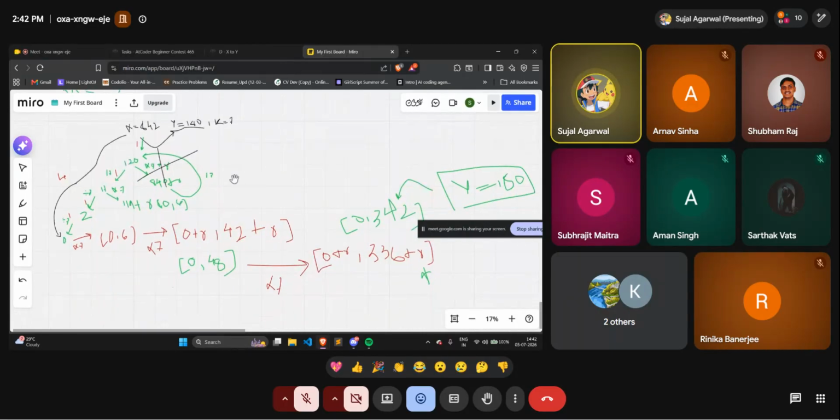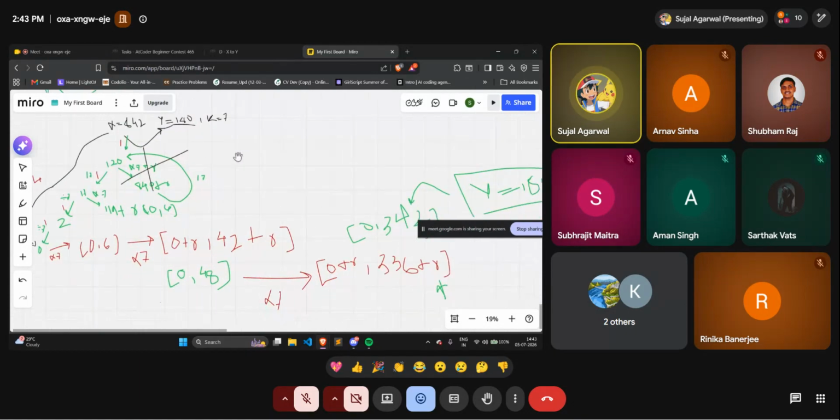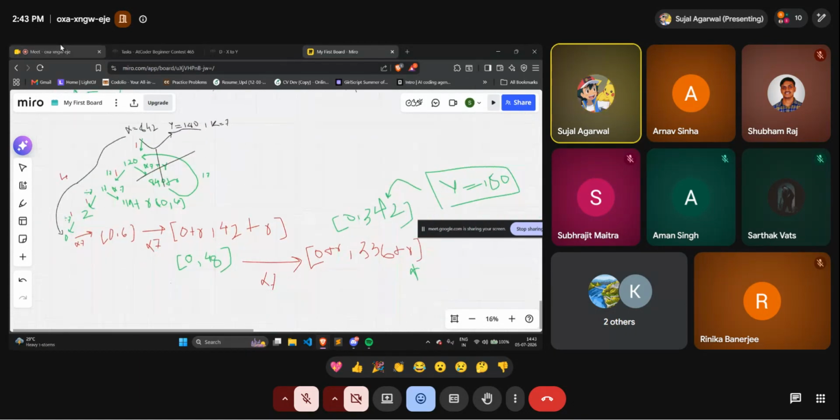So this is what the problem basically means. I hope it is clear. I don't know. Yes, big.